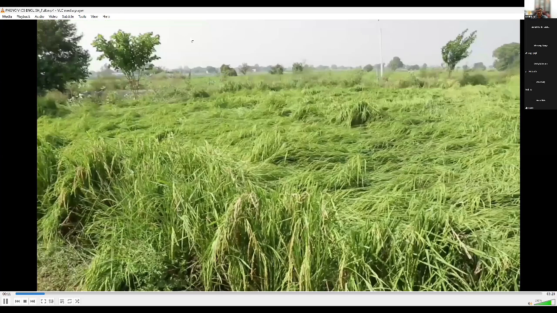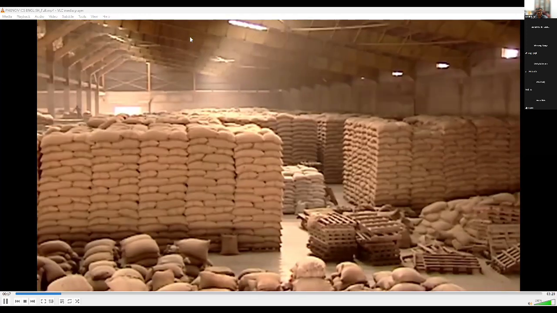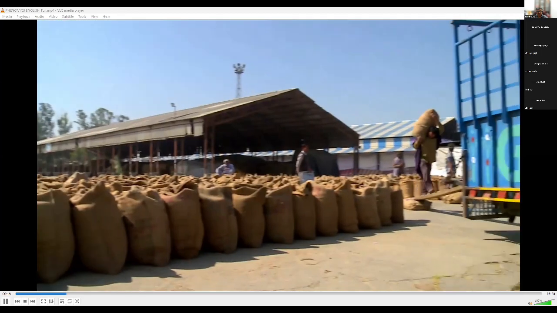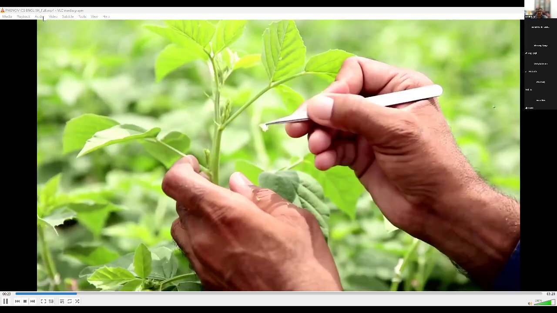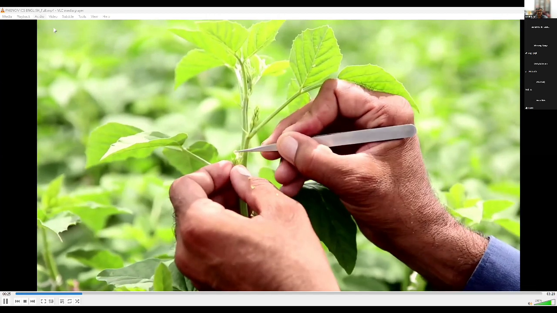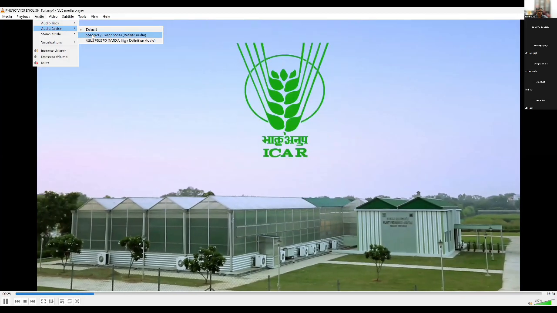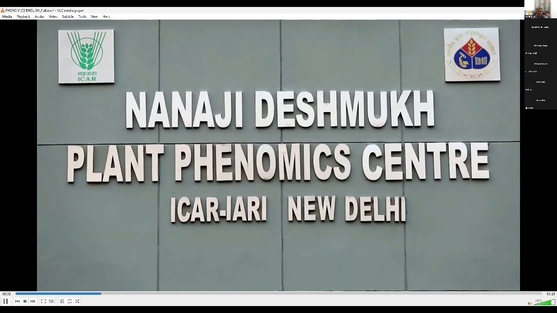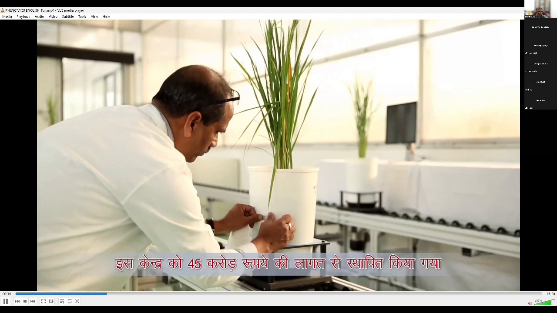Challenges faced by Indian farmers to achieve crop productivity. The development of climate resilient crop varieties is necessary to sustain food security. To feed more than 1.4 billion people in India, ICAR has established the Phenomics facility at the Indian Agricultural Research Institute, New Delhi.